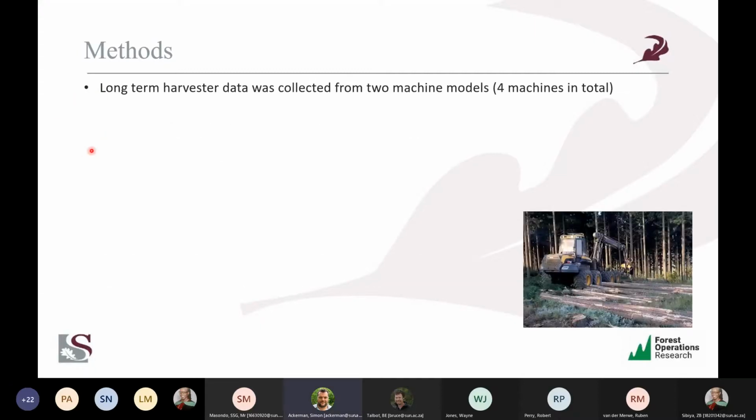Methods: we collected long-term harvester data from two machine models, a relatively small Ponzi Beaver and a larger Ponzi Bear. There were 4 machines in total. These data were filtered only to include clear felling data on Pinus patula. They were all working in different settings: some in thinnings, some in clear fell, and they were also working in multiple different pine species in the area.